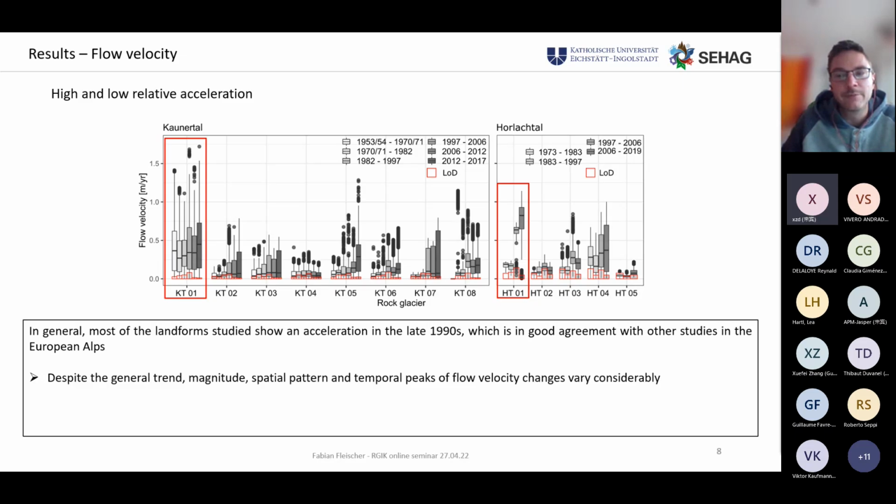We can observe the different magnitude of acceleration also on rock glaciers which were already classified as active before the acceleration. Here we see two rock glaciers, Kaunertal 1 and Kaunertal 1, which show low and high relative acceleration in the time step 1997 to 2006. While on one, the mean flow velocity increases by a factor of 4 between the first and the last time step, on the other there's only very small acceleration between the first and the last time step.